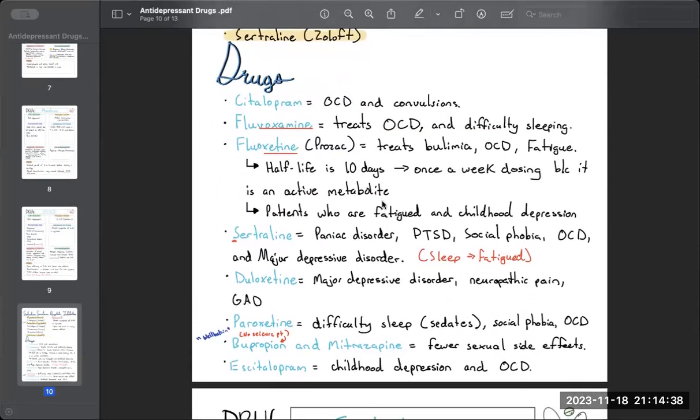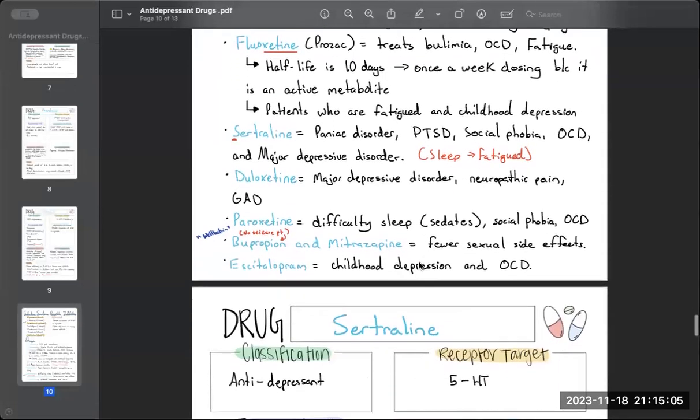Now, just to get into what some of these different drugs specifically do, citalopram does OCD and convulsions. Fluvoxamine treats OCD and insomnia. Fluoxetine treats bulimia, OCD, fatigue. The half-life is 10 days, meaning it lasts a really long time. So we usually give this drug once a week because it's very active for a long time. And it's also given to patients who are fatigued and have childhood depression.